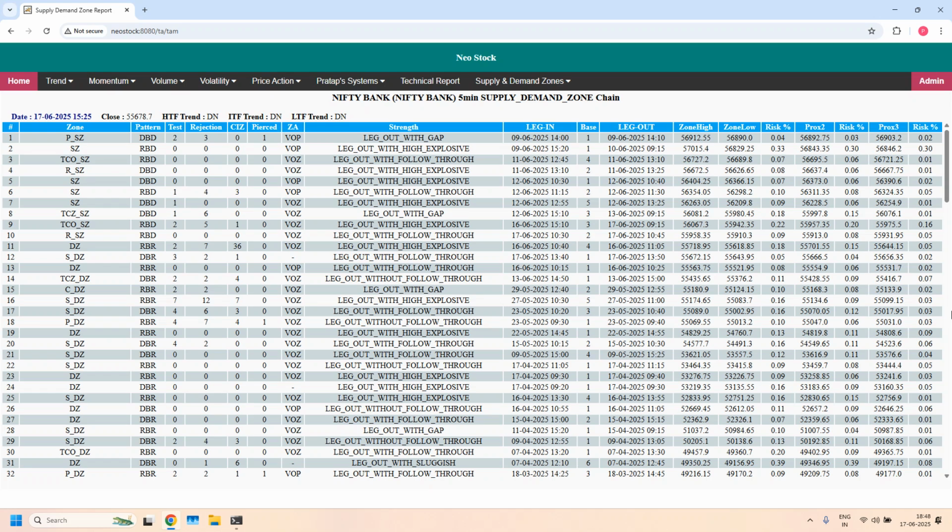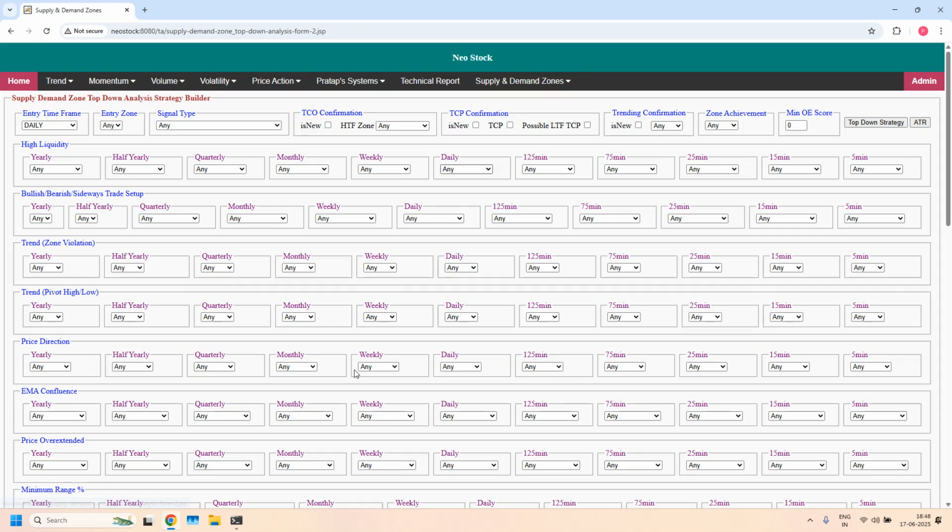So we have completed both Nifty and Bank Nifty supply demand zone chain reports. Next, we will generate bullish and bearish and sideways trade setups for monthly, weekly, daily and hourly income trades. Okay, starting with monthly income trade sideways long trade setup. Entry time frame is daily. Entry zone is demand zone.